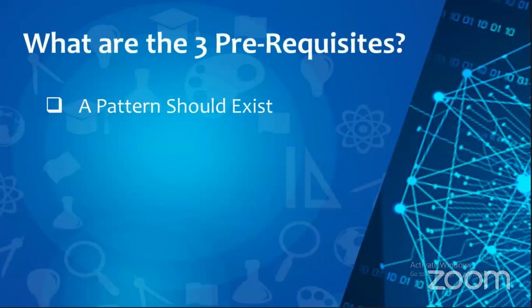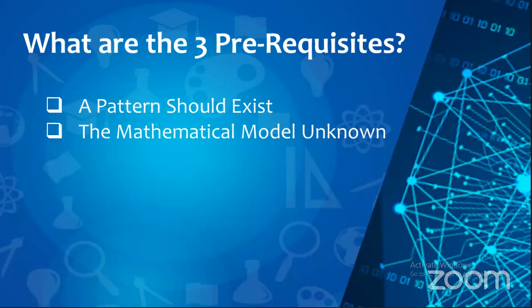Then we entered into the three prerequisites for machine learning. The first one is that a pattern should exist. If there is no pattern, there is no implementation of machine learning. If it is just random data, on that random data we are unable to implement machine learning or algorithms. Not possible. It is just random, that's it. The mathematical model is unknown. If it were mathematically known, what is the point of machine learning? You know that you can apply it when it is mathematically impossible.